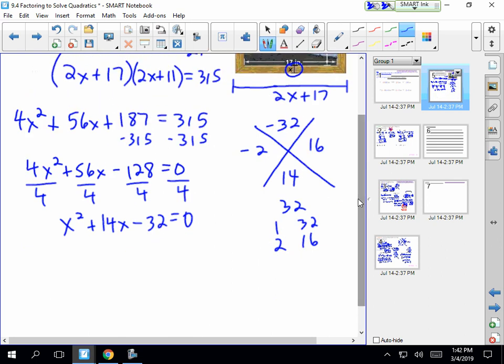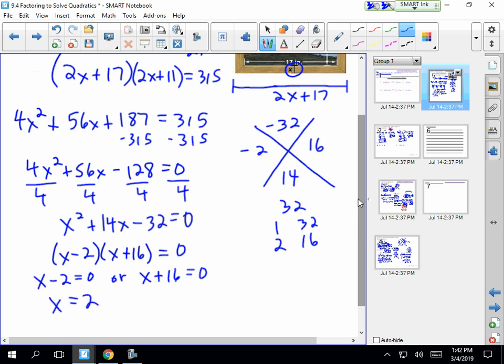We have x minus 2 and x plus 16 equals 0. So x minus 2 equals 0, or x plus 16 equals 0. So what are my two solutions here? We're running out of time. So we've got x equals 2 is one possible solution. The other one is x equals negative 16. Now, one of these makes no sense in the context of this problem. It's this guy right here.